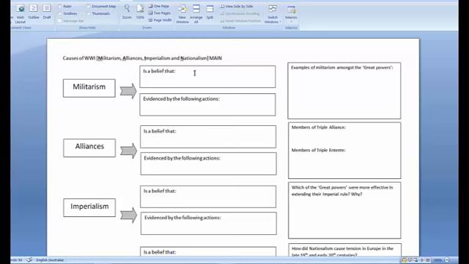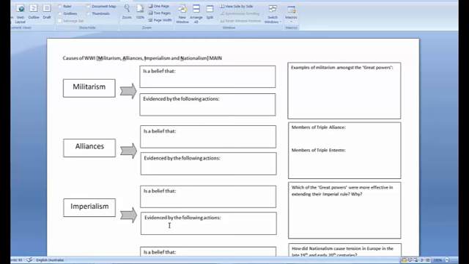So a person who has a belief that you need to have a strong army, that you need to invest in building up your army and your navy, what might they do? You then need to provide some concrete examples of what the great powers such as Germany and Britain did to make sure that they were militarily strong.